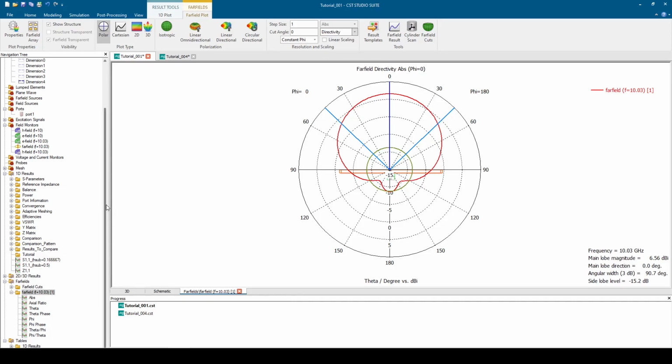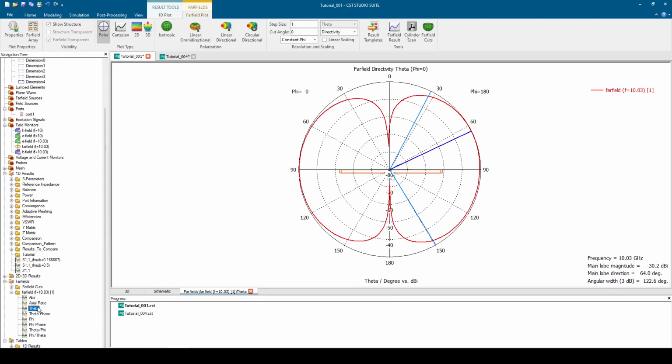So then we can also see that we have here either the magnitude or the absolute, and then we can have the theta component, and then we can have here the angle we are sweeping with and the constant angle. So here we do the constant phi, and we change with theta. Okay, and here we can have the cut angle based on the plane we want to look at.